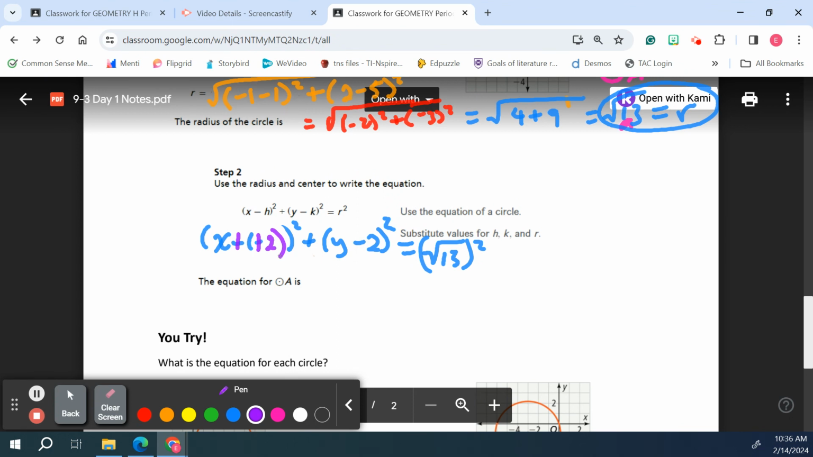All right, so in this case, when I simplify this, this will be x plus 2 squared plus y minus 2 squared equals, now these are inverses of each other. So if I take the square root of 13 squared, that just leaves me with 13.